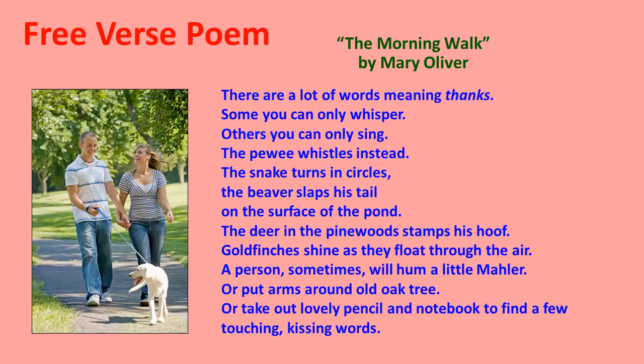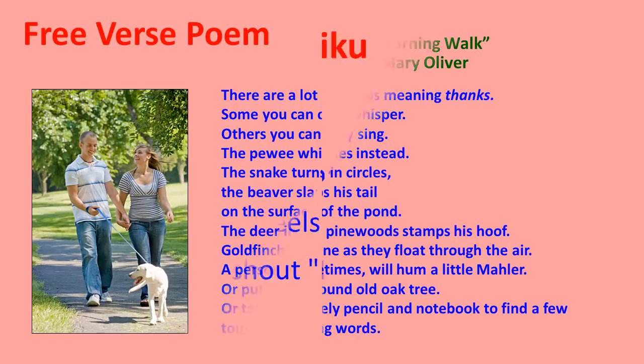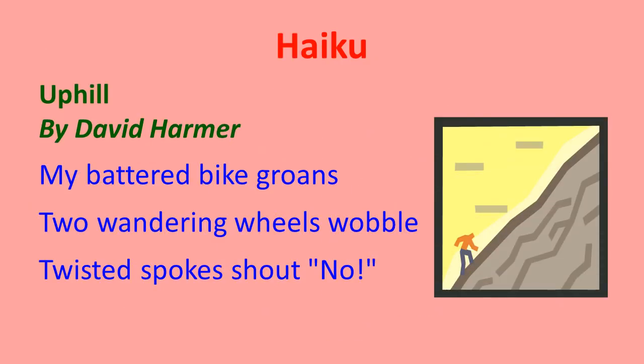Let's look at another type of poem. Our 3rd type of form is a haiku. We said that a haiku contains 3 lines, and that there is a specific type of syllable pattern in each line. Let's read this haiku by David Harmer, titled Uphill.